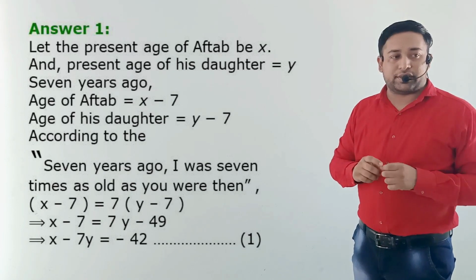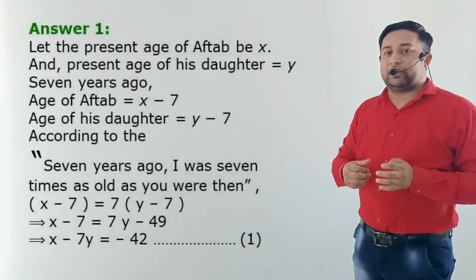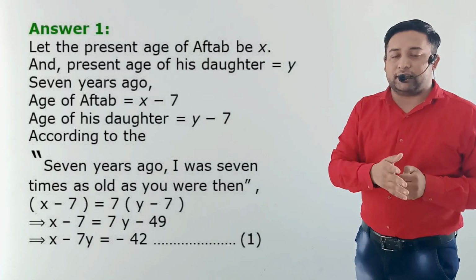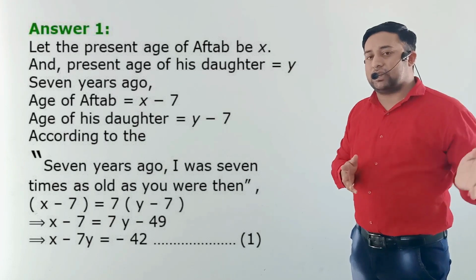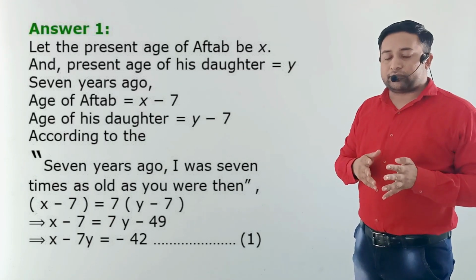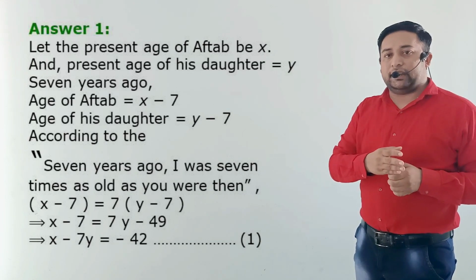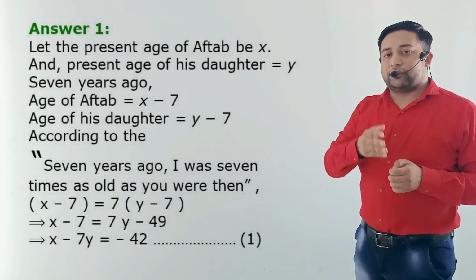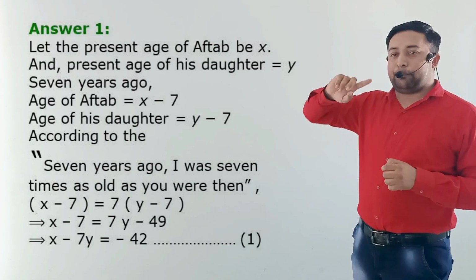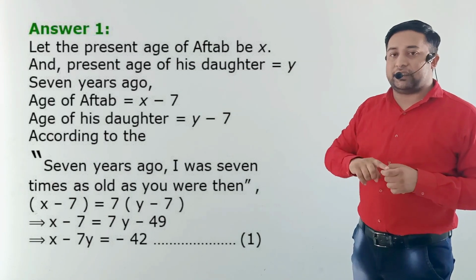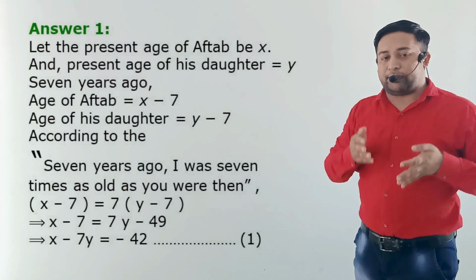So in the first question it is said that 7 years ago. Suppose your age is at this time 15 years. If I ask what was your age 7 years ago, what will you say? You will say 8 years. And how did you get that? Subtracting 7 from 15 will give you 8 years. So here it is given that years ago. When your question says years ago, you need to subtract from the present age.